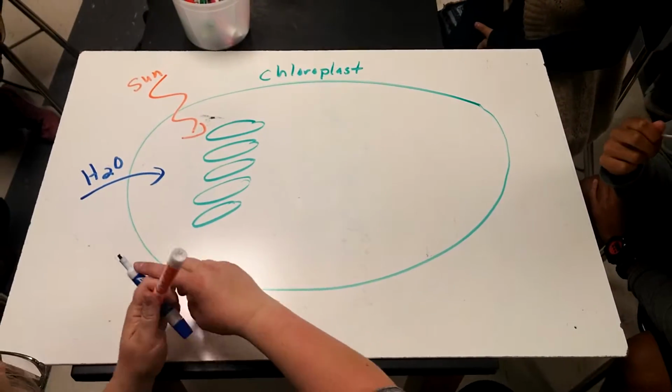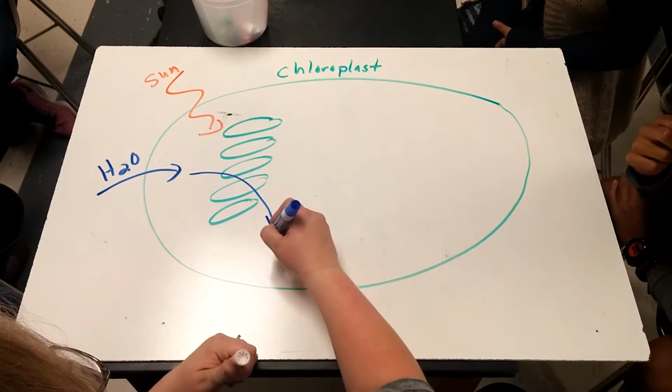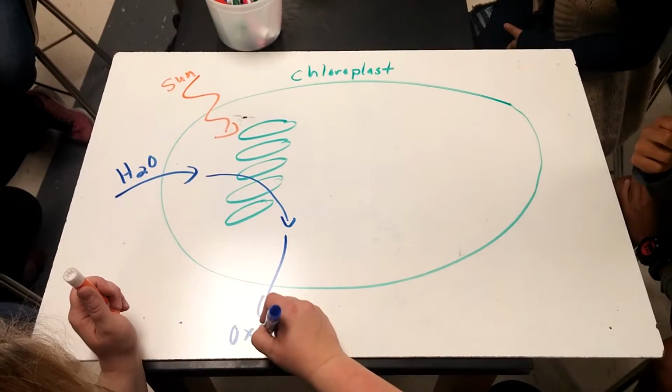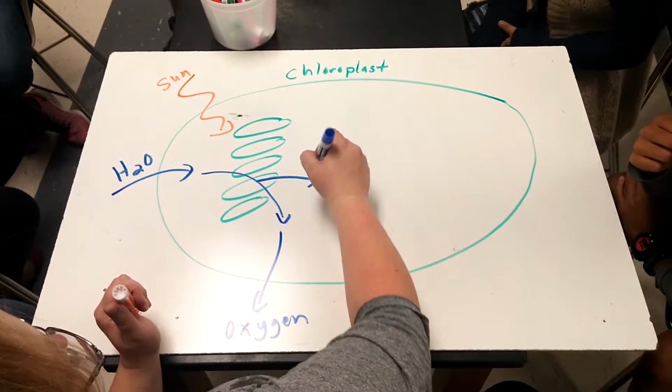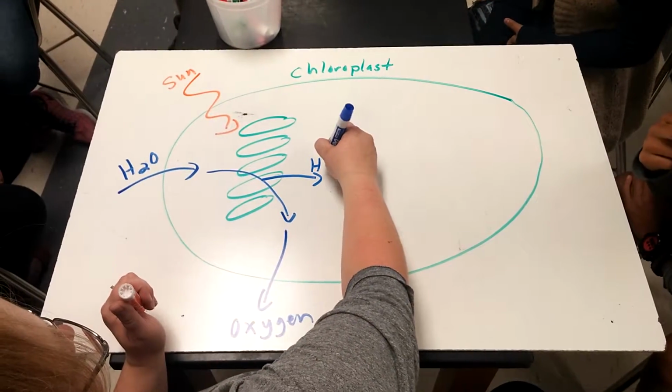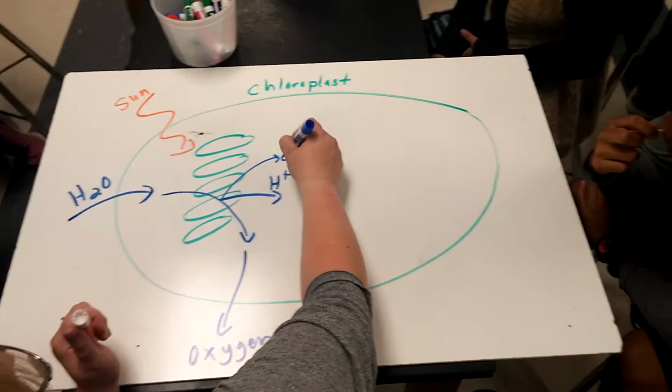And the water gets mixed in there, and we end up busting this water apart into three things. We get some oxygen. The plant doesn't need that, so it just gets rid of it. We get some hydrogen ions, and we get some electrons.